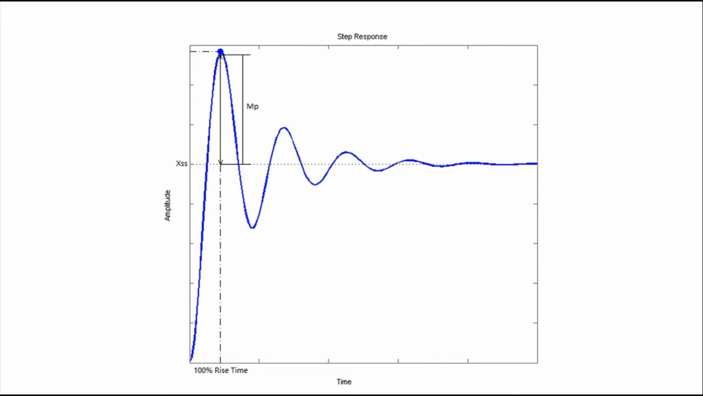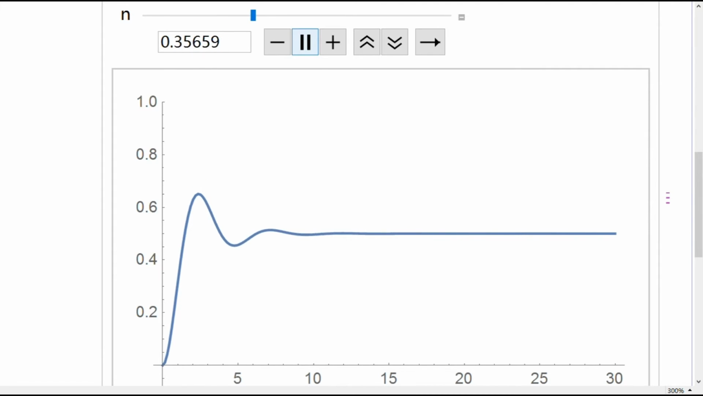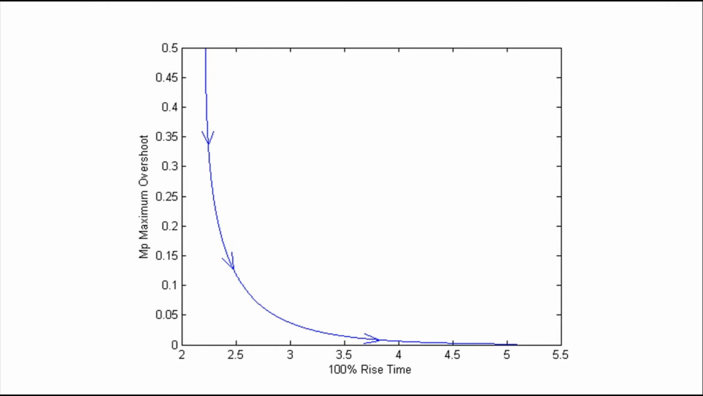There are two important quantities. One is the maximum overshoot Mp, which is the difference between the first peak amplitude and the steady state amplitude. The other is the 100% rise time, which is the time to get to the first peak. Let's see how these two quantities change along different xi. In the animation, n represents xi, which changes from 0 to 1. To see the relationship more clearly, we can look at this plot. In the direction of the line, xi increases. We can see maximum overshoot decreases and 100% rise time increases as xi increases.